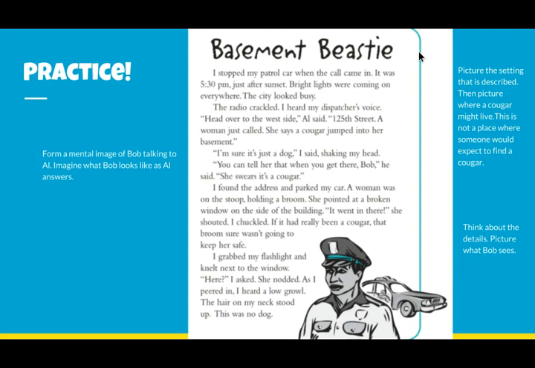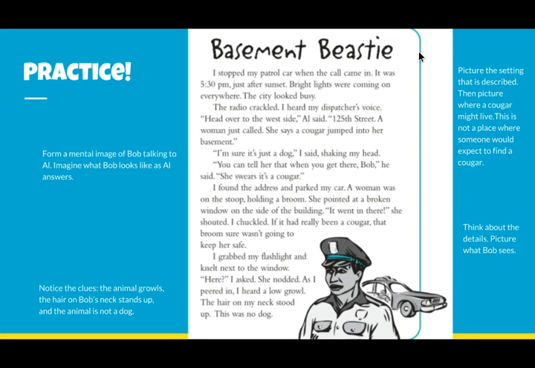I grabbed my flashlight and knelt next to the window. "Here?" I asked. She nodded. As I peered in, I heard a low growl. The hair on my neck stood up. This was no dog.